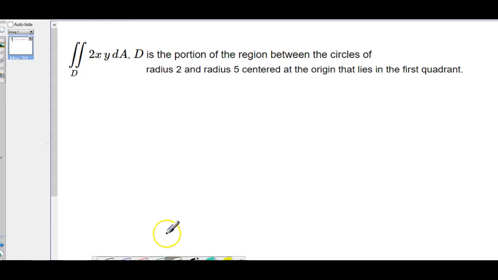So I'm going to do this double integral, but because it is defined with circles, again this is the telltale sign that you're going to use polar coordinates. I've got a little picture here of what this looks like that I've made in GeoGebra.